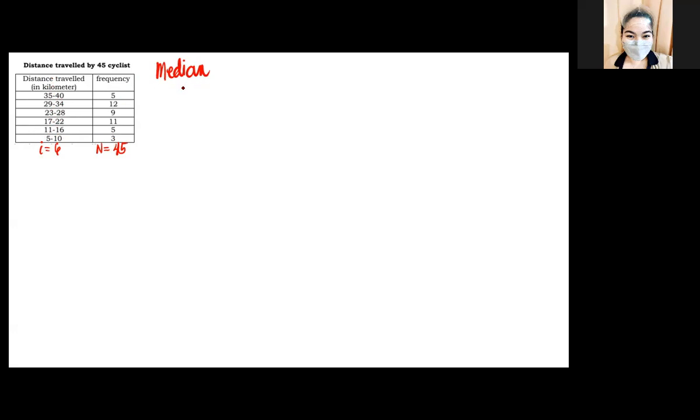Ano ba yung formula natin for median? Diba yung formula natin for median is lower boundary of the median class plus the quantity of n divided by 2 minus the cumulative frequency below divided by the frequency of the median class times i or the class interval. So yan yung formula natin for median, right? So paano natin gagawin? Ito, ganun din po.